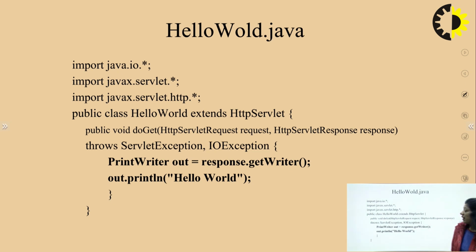This is how we can write the first program in Java servlet, that is Hello World. For this, we have to import these libraries. So first of all, we have to import the java.io package, then the javax.servlet package, and this is the syntax of the servlet. This is how we can print the message Hello Java.